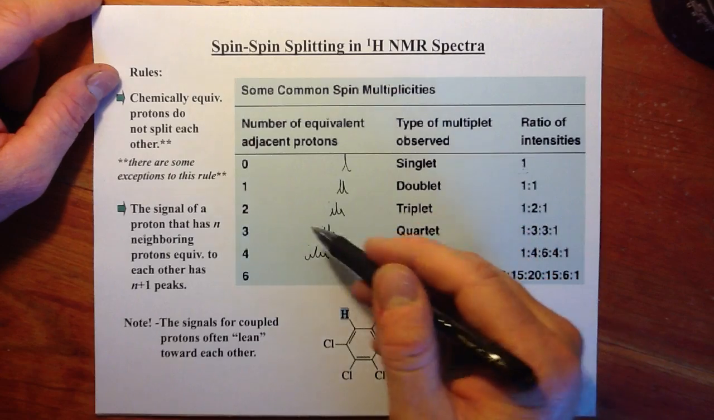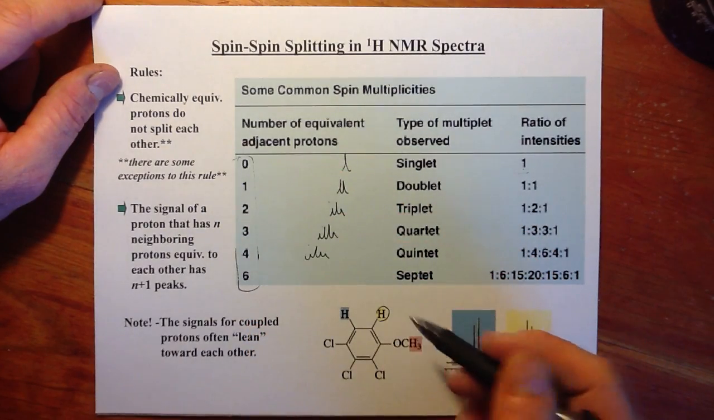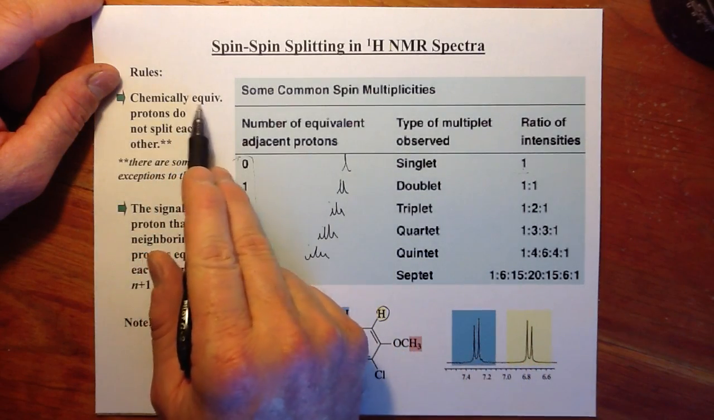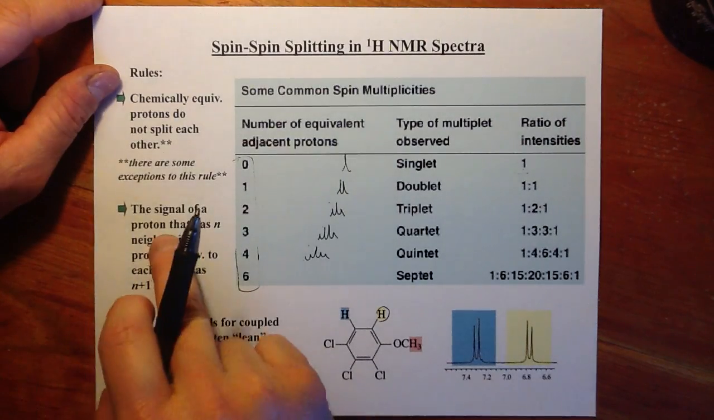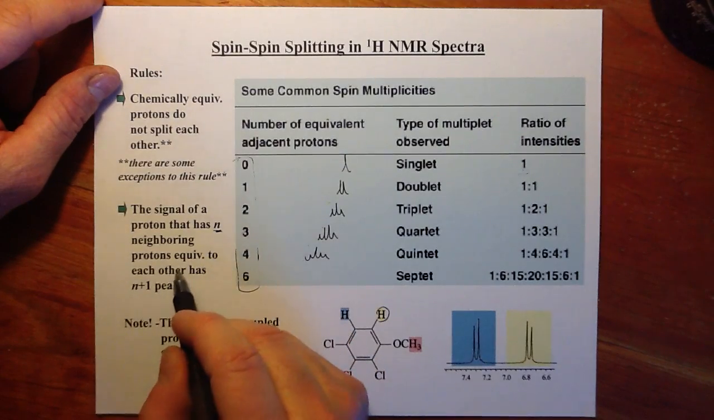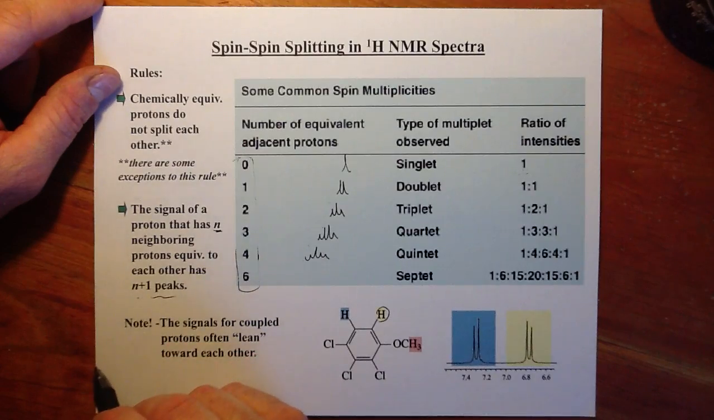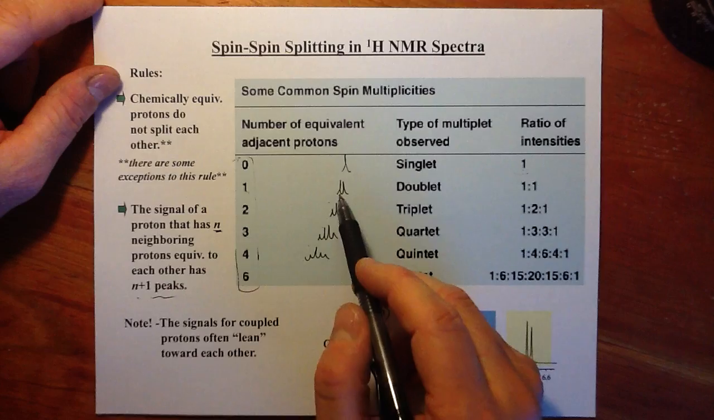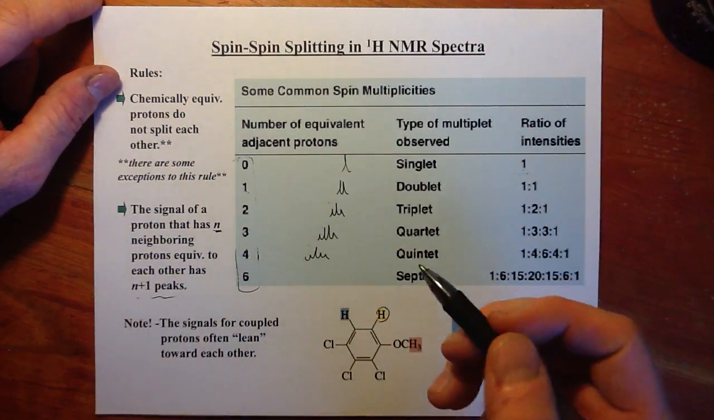So this is the splitting pattern. If we have neighbors that are equivalent to each other but not equivalent to us, we can use this table. Remember, chemically equivalent protons do not split each other. The signal of a proton that has n neighboring protons equivalent to each other gives us n+1 peaks. So one neighbor, doublet, 2, triplet, 3, quartet, 4, quintet, and so on.